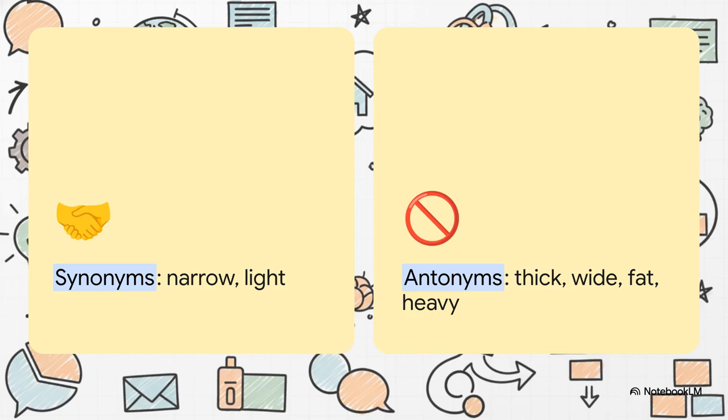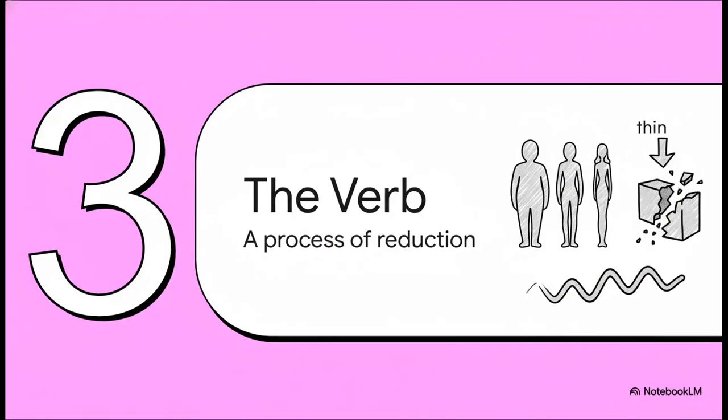Another way to really get a feel for a word is to look at its neighbors. So words like narrow or light are kind of in the same family, but sometimes it's the opposites that really help. When you think about words like thick, wide, or fat, you start to see exactly where the boundaries of thin are.